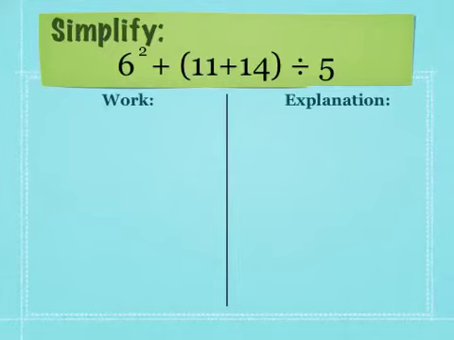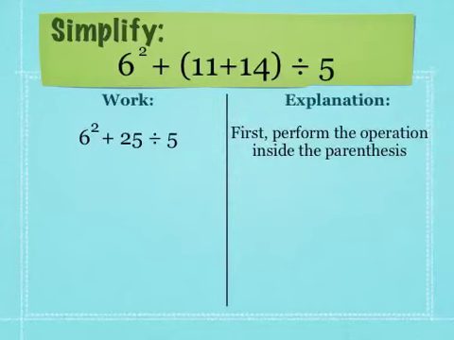So my first step would be to go ahead and add 11 plus 14 because they are inside of the parentheses. I have 6 squared plus 11 plus 14 gave me 25 divided by 5. Again, notice I'm bringing everything that I did not do down exactly as it appears originally. The explanation again would be first perform the operation inside the parentheses.